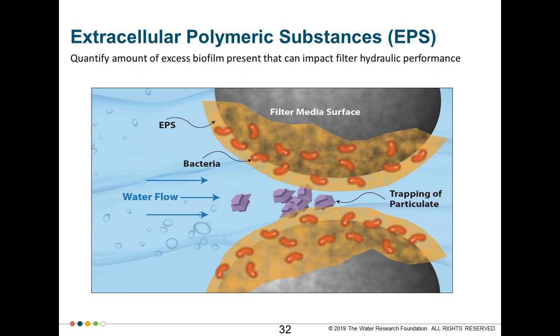So EPS is comprised of polysaccharides or carbohydrates, protein, and DNA. Now, one thing to note is microorganisms can both produce and consume EPS as they need it. So they use the carbohydrate fraction the same way that humans do, as a rapidly available energy source, and then they use the protein fraction as a more sustained energy source.